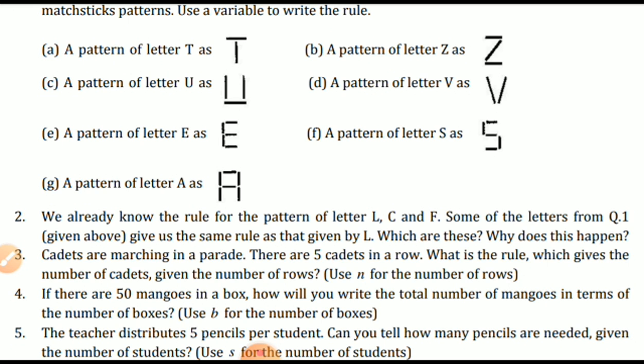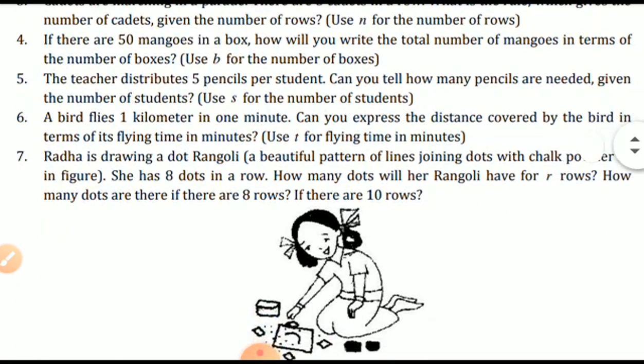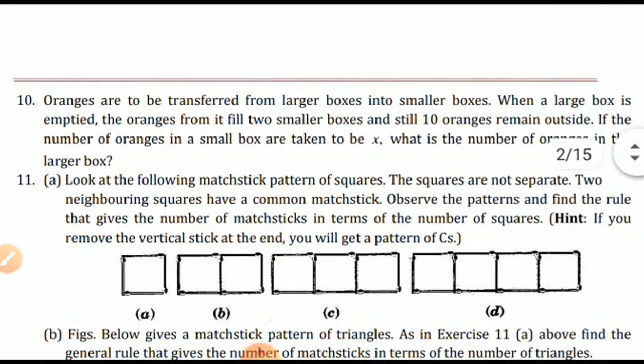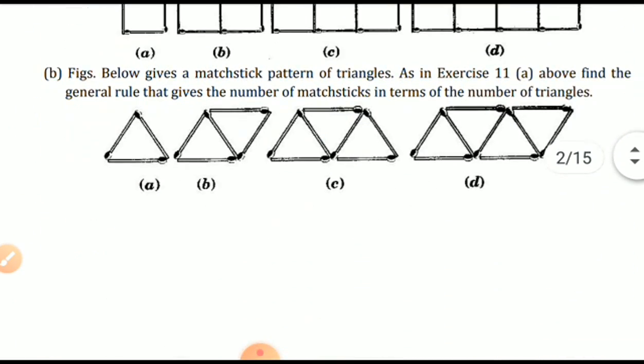Cadets are marching in a parade. There are 5 cadets in a row. What is the rule which gives the number of cadets given the number of rows? So like that, there are 7 questions in 11.1, and after 9 and 10, 2 more are there, 10 and 11. 11 questions we have to solve.